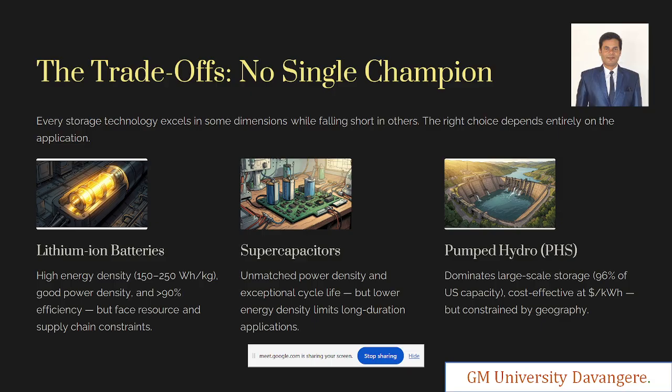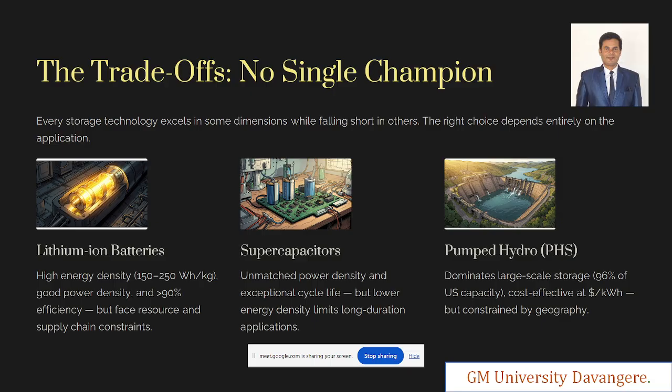When you think about this, the right choice depends entirely on the application. As I told, energy storage may differ in different ways, based on the technologies, how we are going to store the energy, how we are going to utilize that energy, and in what actual applications we are going to use the specific energy storage.